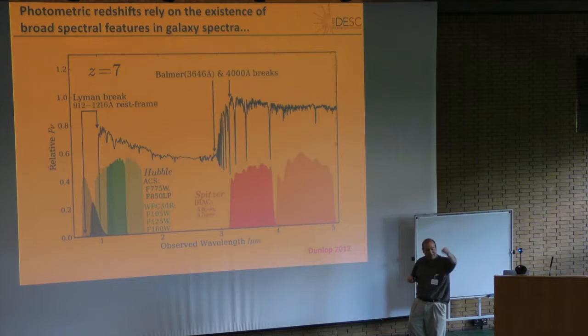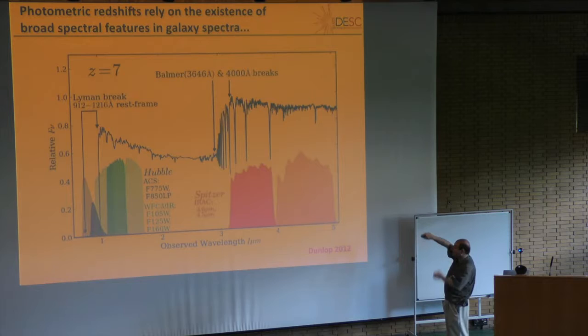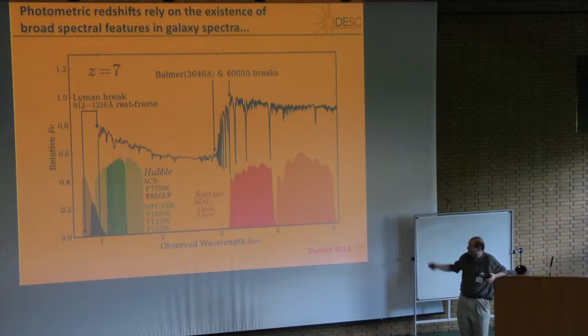But that's not trivial because there are other jumps in the spectrum, in particular the Lyman break. Hydrogen is very efficient at absorbing photons below Lyman alpha at a given redshift. The hydrogen at lower redshifts is efficient at absorbing light. And so we have another break in the spectrum. One problem is you may confuse one break for another. You may think you have a Lyman break, and in fact you have a 4,000 angstrom break.